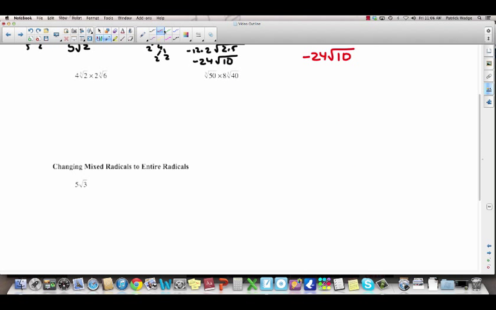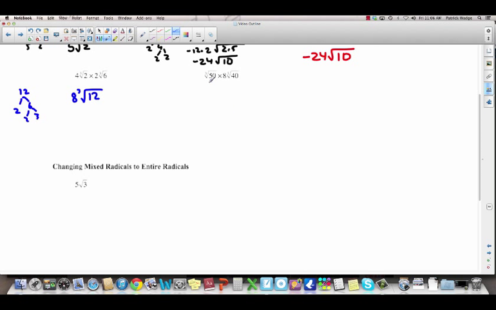Okay, same rules apply for cube roots. So they're both cube roots. I can multiply. 4 times 2 is 8. It's still a cube root. 2 times 6 is 12. Not sure if I can simplify it. Let's see. 2 and 6 and 2 and 3. This is club 3. I don't have a 3 here. There's no group of 3. So this is it. We're done right there.